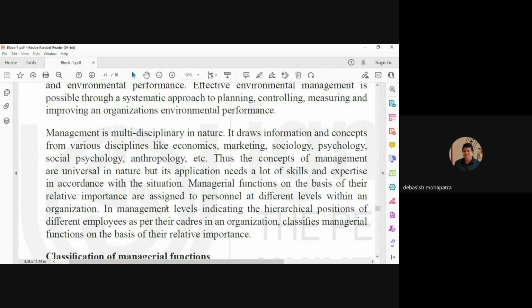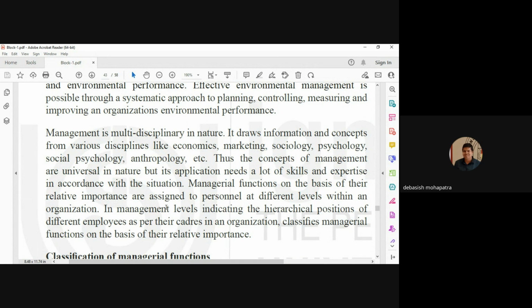Management is multidisciplinary in nature. It draws information and concepts from various disciplines like economics, marketing, sociology, psychology, physiology, anthropology, etc. Thus the concepts of management are universal in nature, but their application needs a lot of skill and expertise in accordance with the situation. Managers function on the basis of their relative importance as assigned to personnel at different levels within an organization.